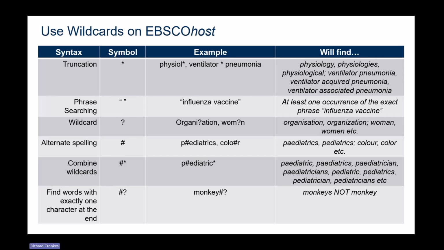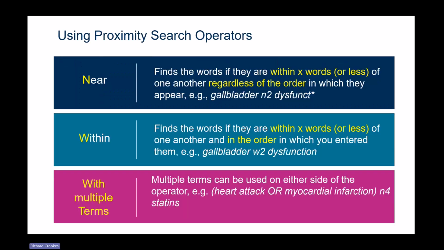And finally, probably less likely to be used, but again, there's another option there to find words with exactly one character at the end. If you add the hash wildcard and the question mark after monkey, for example, that would find monkeys, not monkey. Okay, so just an example, especially if you're looking at library search. Okay, so again, it's just a sampling of the kind of syntax that we use on the EBSCO interface.